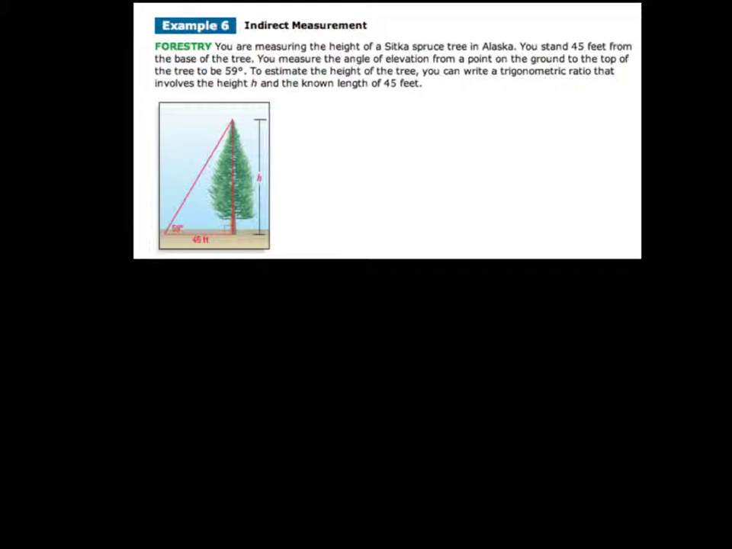Now we're going to use this new trig ratio information to solve some problems. You're measuring the height of a Sitka spruce tree in Alaska. You stand 45 feet from the base of the tree. You measure the angle of elevation to be 59 degrees from the ground to the top of the tree, and you're looking for the height of the tree. When you take a step back and think about all this, we have the adjacent side measurement, we're looking for the opposite side measurement, and we have a given angle.